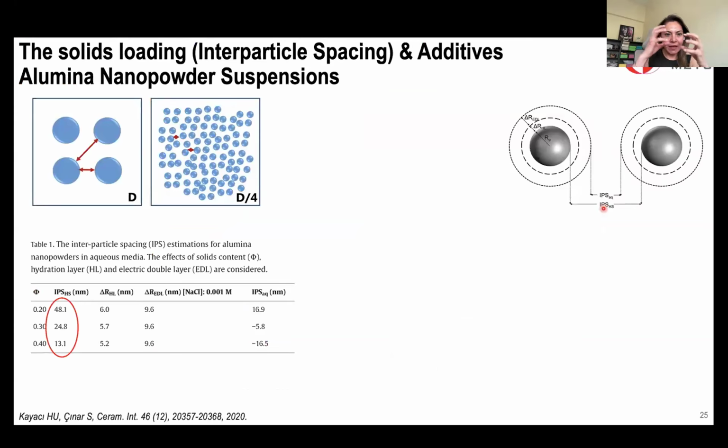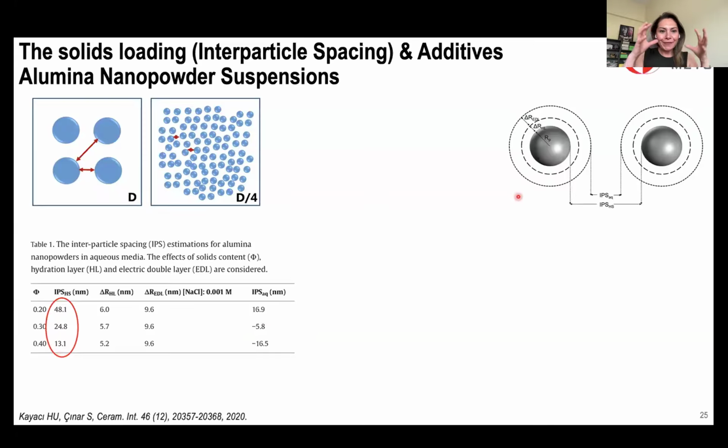If we have nanopowders, we have this colloidal effect. However, if we calculate the interparticle spacing, we assume that those particles are like hard spheres. So for the distance between them, we do not account for those layers, but we only think of those individual hard sphere particles. So if we calculate the interparticle separation distance with respect to the solid loading with those nanopowders, I realized that this distance decreased down to 13 nanometers.